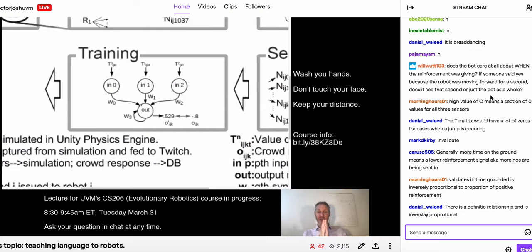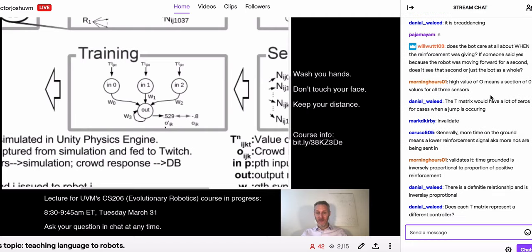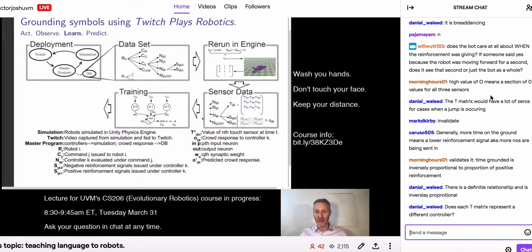We're going to try and evolve neural networks that minimize the difference between their predictions and the actual crowd response. There is a question here: does each T matrix represent a different controller? Yes. Let's scroll back out for a moment. Remember that we have 1,038 controllers. N represents the number of controllers. We have 1,038 controllers that were run on the worm robot under the command JUMP. And each of those 1,038 controllers received at least one yes or one no back from the crowd.